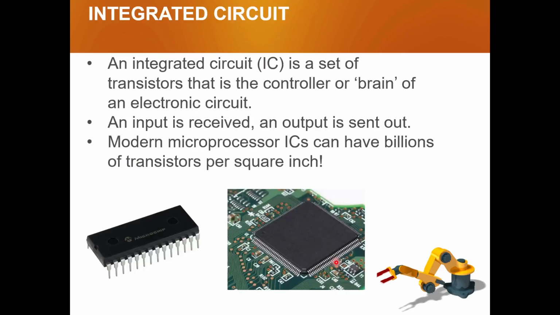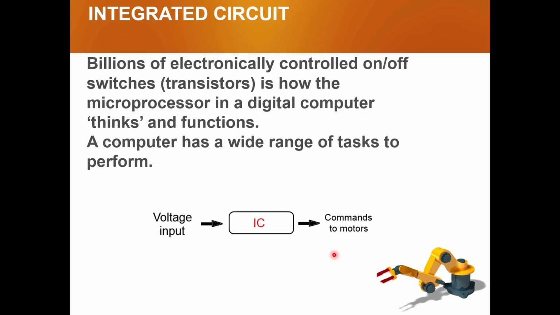So we have IC circuits. An integrated circuit is a set of transistors that is the controller or the brain of electronic circuits. An input is received and an output is sent out. Modern microprocessor ICs can have billions of transistors per square inch. This is a microcontroller, and it has multiple ICs inside it. Integrated circuits.